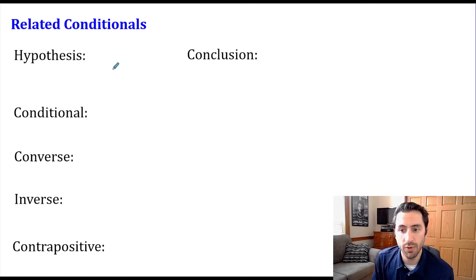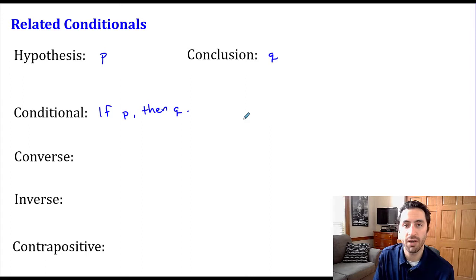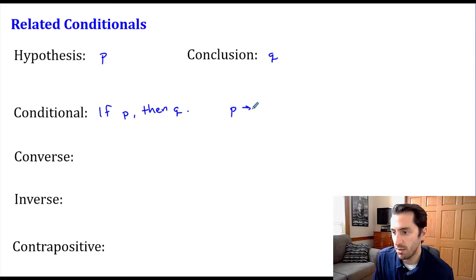Just to start off with, remember a conditional statement is something where we have a hypothesis and we have a conclusion. Notation-wise, we like to use the letters P and Q to represent the hypothesis and the conclusion. So our regular conditional statement, what we're starting with, is going to be written as if P, then Q. So we have if our hypothesis, then our conclusion. Again, notation-wise, in math, we like to use arrows to indicate that P implies Q. So I could write this as P arrow Q like this.